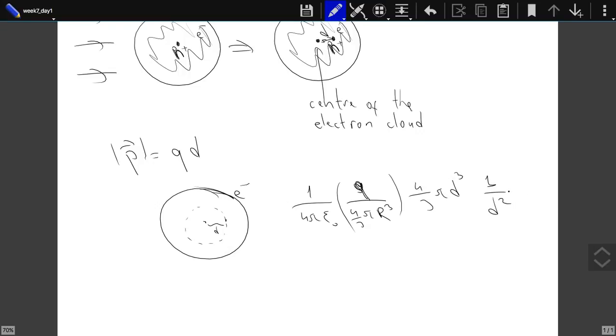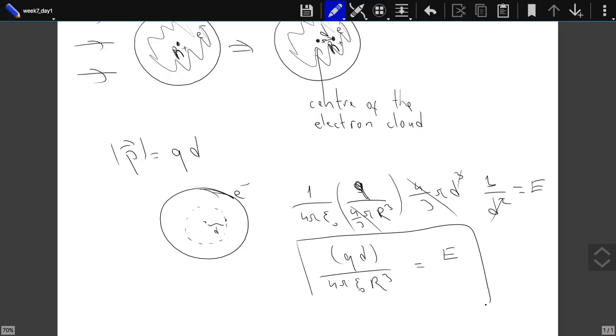And this should be equal to the external electric field, so that the two will cancel and the relative separation between the electrons and the nuclei will be stabilized. They won't be moving anymore. So if you just make the simplifications, this 4 pi over 3 cancels, this d squared cancels this d over here. So q times d divided by 4 pi epsilon 0 r cubed should be equal to the externally applied electric field.